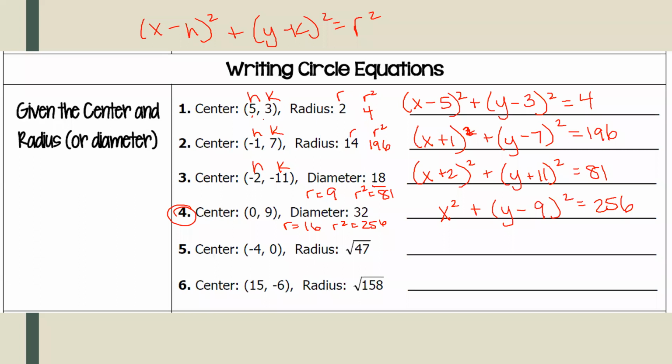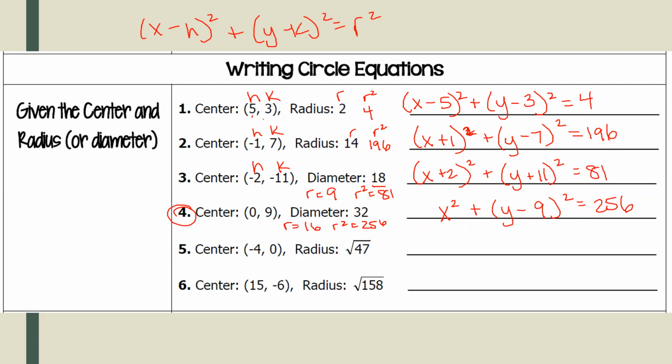All right, so in number 4, h was 0 and k was 9. Well, x minus 0 is just x. If you put x minus 0 in the parentheses, that's not wrong. But if you had a multiple choice or a multiple select or something like that, they would simplify that down. So anytime your h or your k is 0, you can simplify that. X minus 0 is just x. So this becomes x squared. Y minus 9, because k was 9, equals 256. The diameter was 32, which means your radius is 16. And if your radius is 16, then r squared is 256.